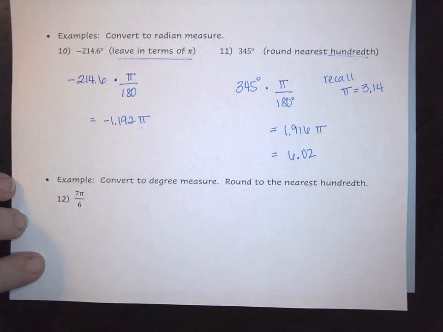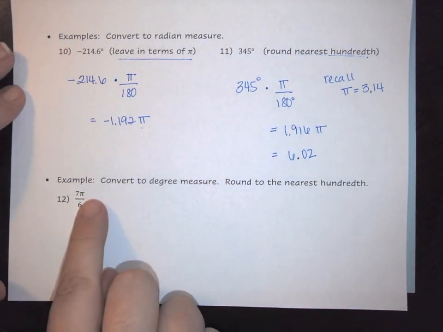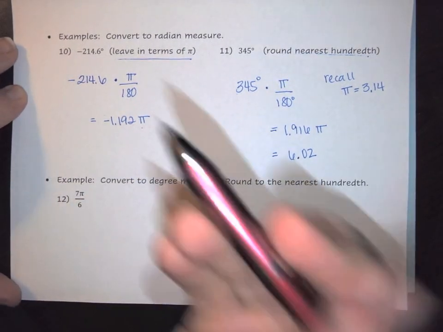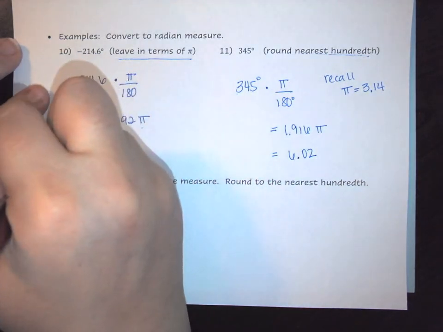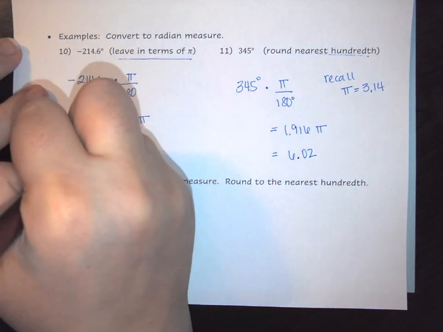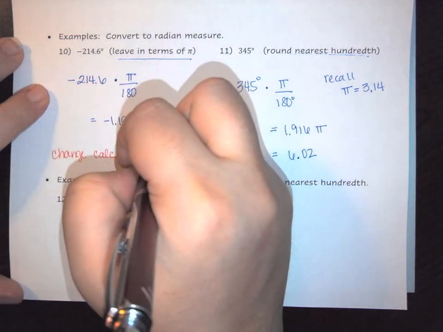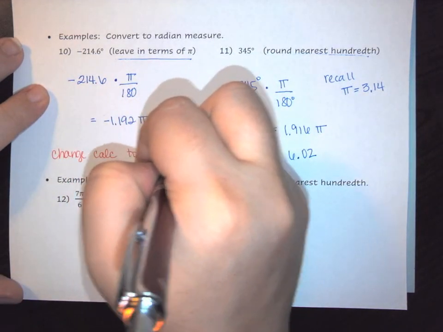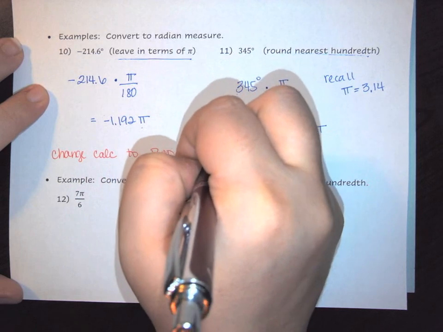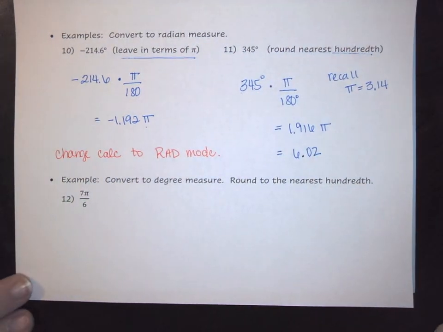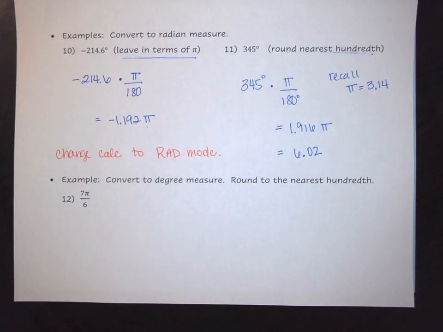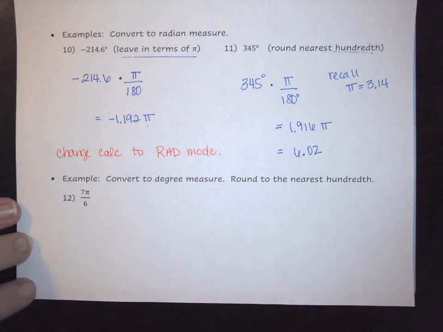Now, the biggest thing that you want to make sure of when you're going from degrees to radians is you need to change your calculator to radian mode. Okay, so you want to make sure you switch it over before you start doing your calculations.